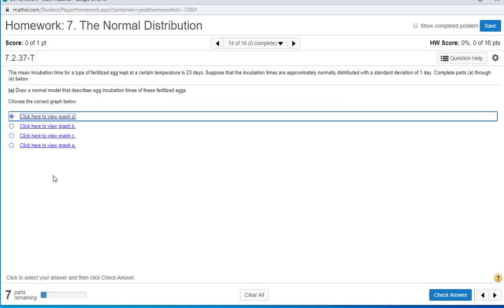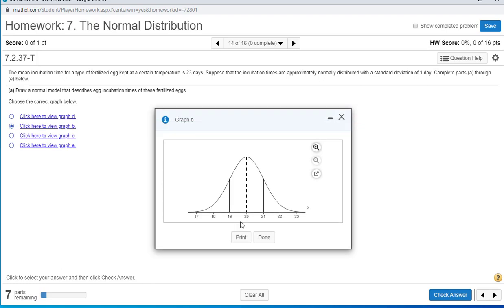Let's look at the other ones, just to see what they've done. There's a mean of 20, so that's definitely not it. Here's graph C, mean 23, but then they have a standard deviation of what? They go out 2 each time. Well, that's not it. And then finally, this last one has a mean of 26, so that's not it. So it was the first one we picked. For some reason, they've labeled that first one D.